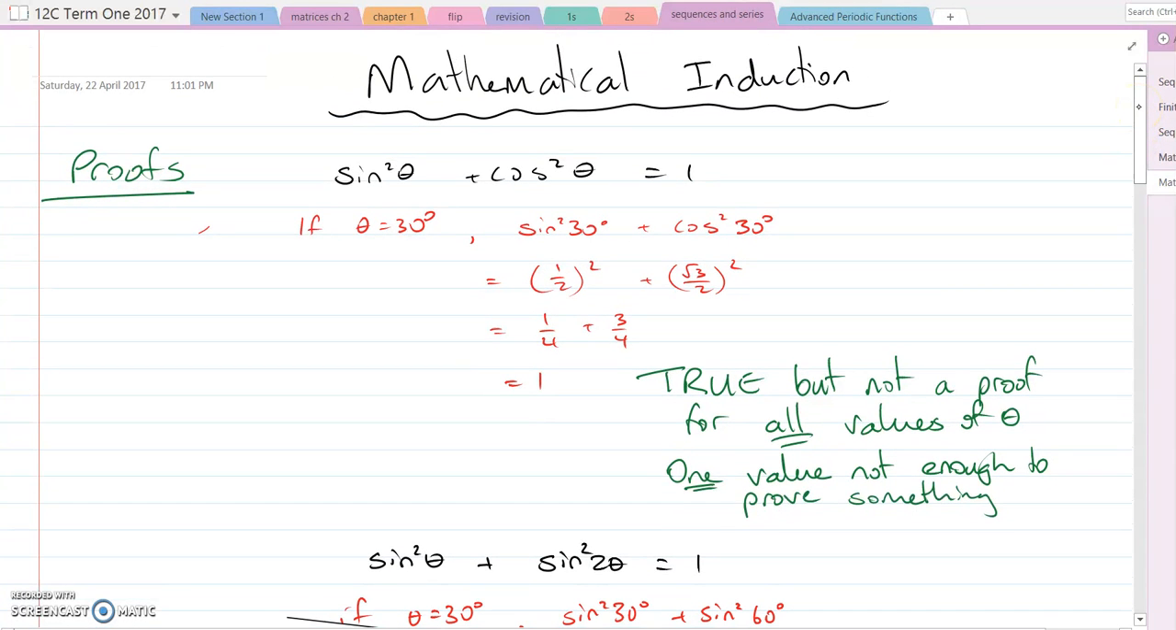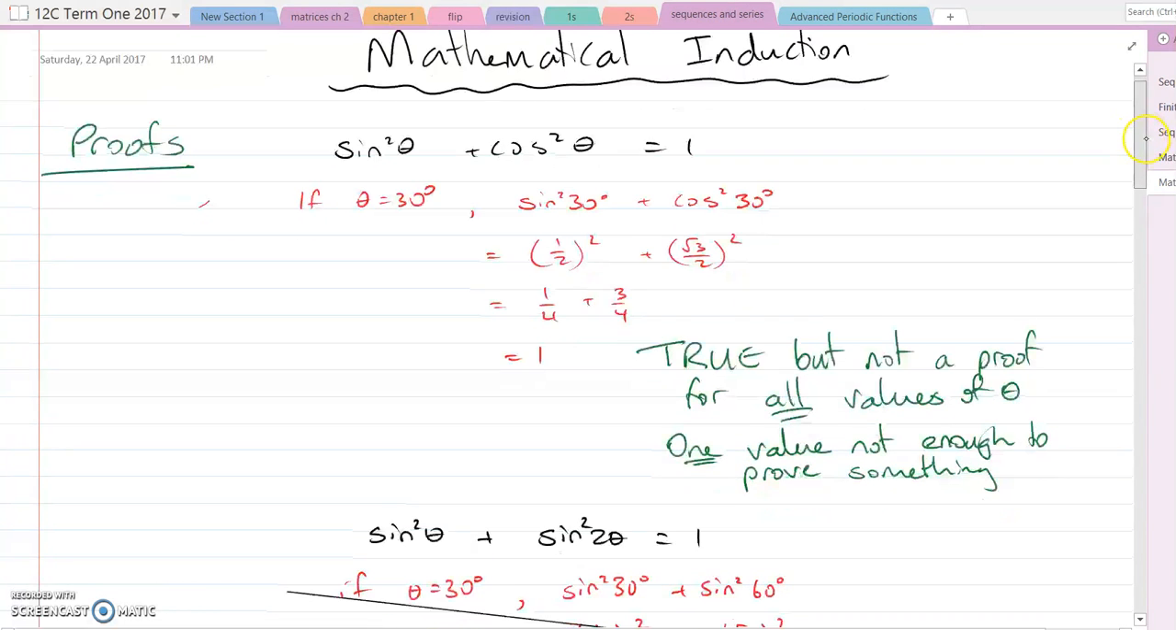For example, sine squared theta plus cos squared theta equals 1. If you were trying to prove that, one way that wouldn't work is to just pick an example number. If my angle is 30 degrees, I can show that sine squared of 30 plus cos squared of 30 does equal 1. So I can show that it is true for one example, but that's not a proof. A proof has to somehow include all possible values. One value is not enough to prove something.